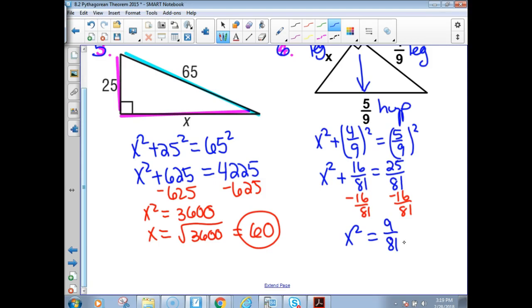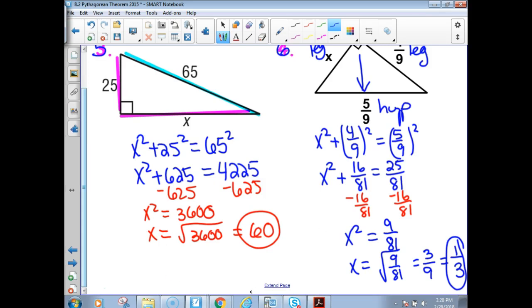All right, well, we can take the square root now. Square root of 9 over 81. What's the square root of 9? 3. What's the square root of 81? 9. What's 3 over 9 reduced to? 1 over 3. Divide by 3, top and bottom. 1/3 is the answer. That was very doable without using a calculator.